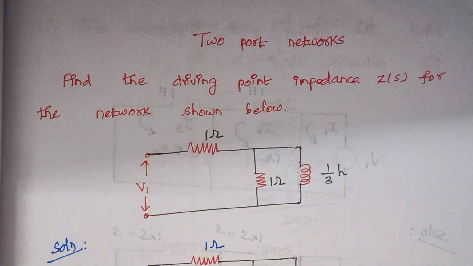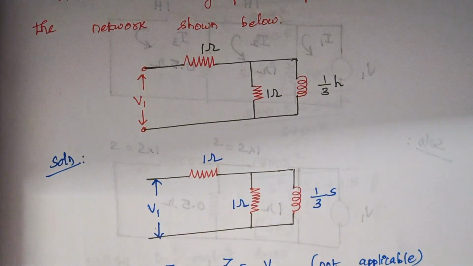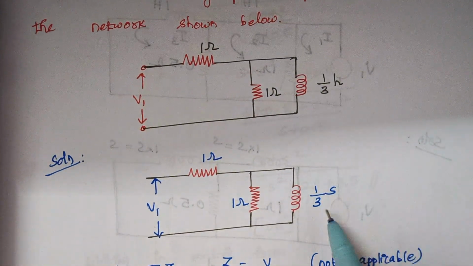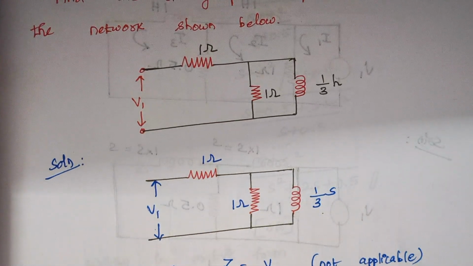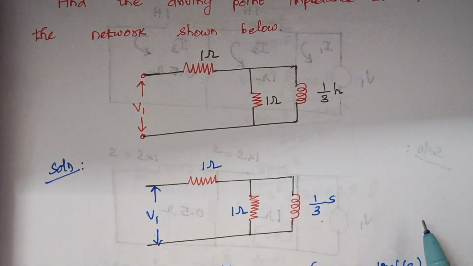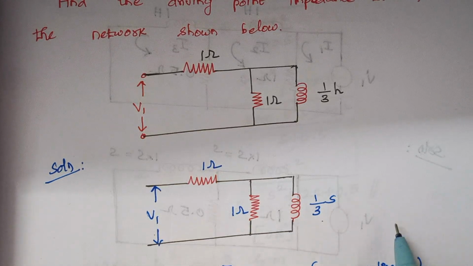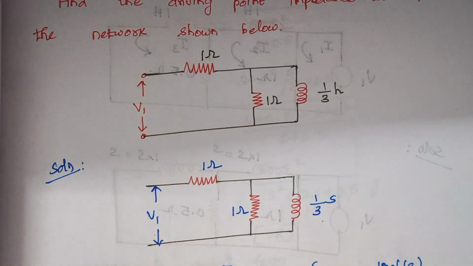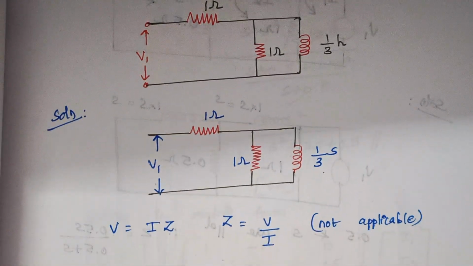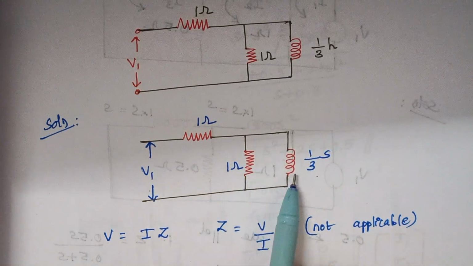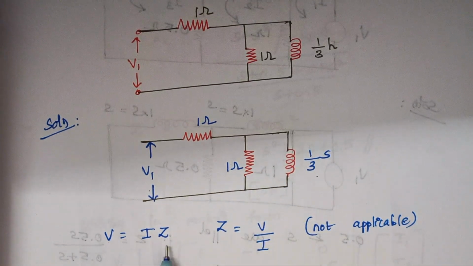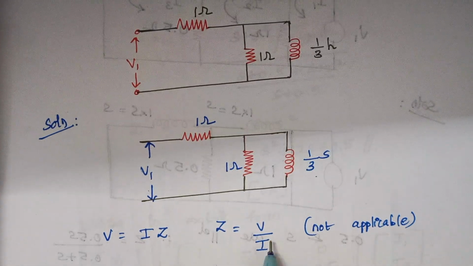So here you see I am redrawing the circuit diagram, and here 1 by 3 H I have modified as 1 by 3 S. Now we are going to calculate the impedance. Since the circuit is simple, what is the basic formula? V is nothing but I into R. As we have inductance and resistors together, I am writing it as I into Z.